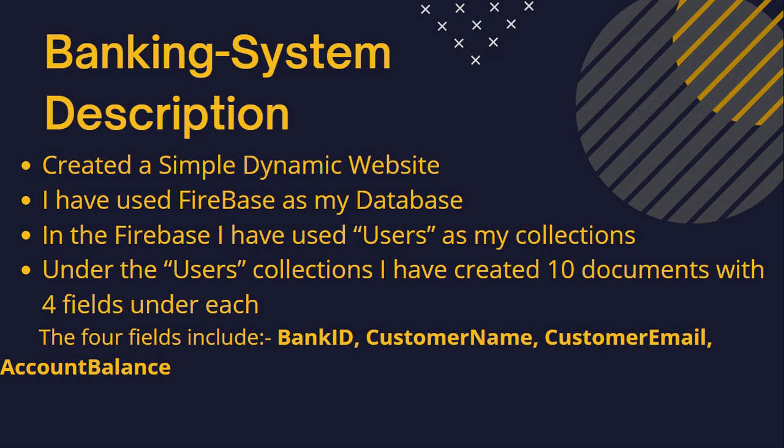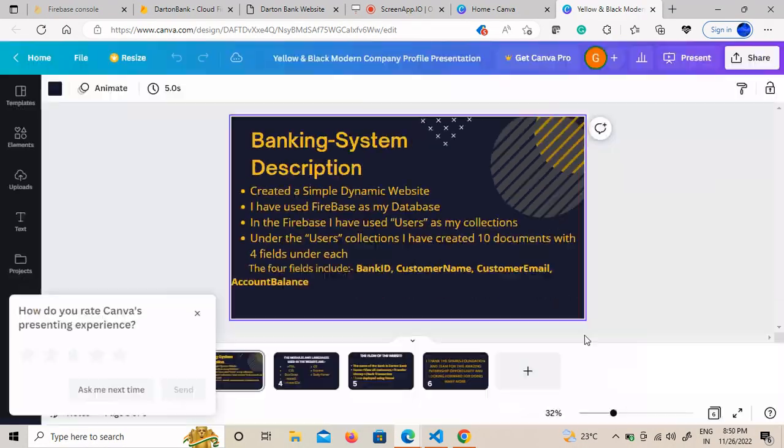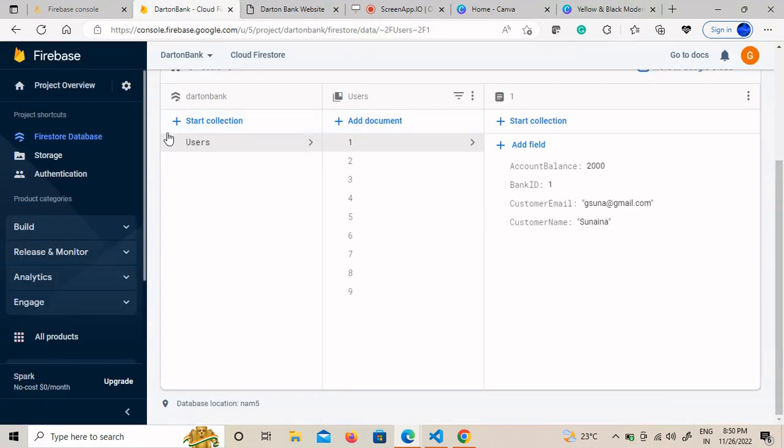I will just show a demo of how my Firebase is working. So here you can see under the Firebase I have my users collection, and under that I have a document, and in this document I have added 4 fields. You can see the bank ID, the customer name, the customer email, and the account balance. Like this, there are 10 other documents in my Firebase collection.